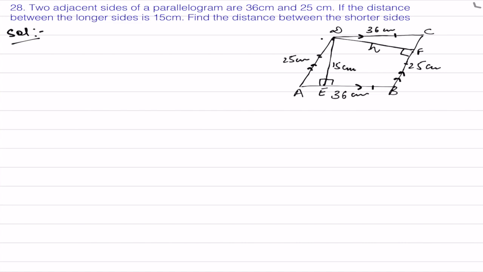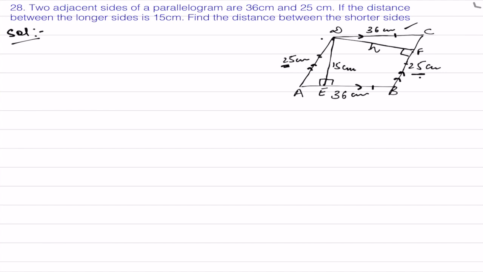First thing, what is a parallelogram? Parallelogram means it's also a quadrilateral, in which the pair of opposite sides is parallel as well as equal. If we are taking AB as 36, that means DC will also be 36 centimeter, and the other pair will also be parallel and equal. So if BC is 25, AD will also be 25. If the distance between the longer sides is 15, find the distance between the shorter sides.